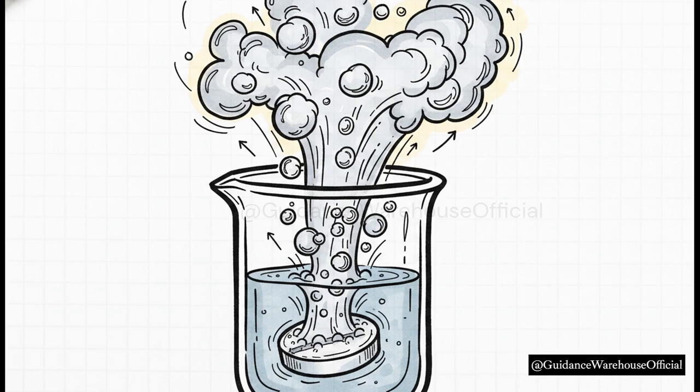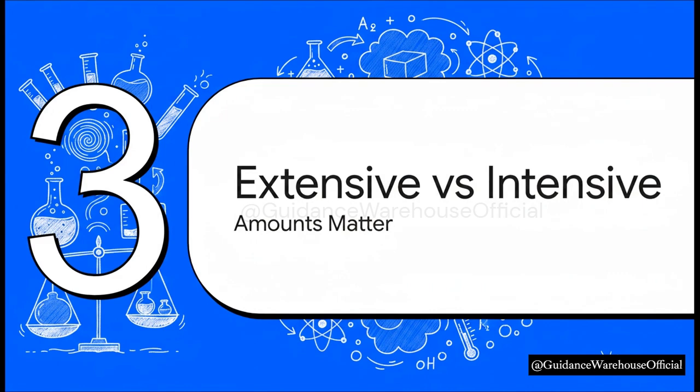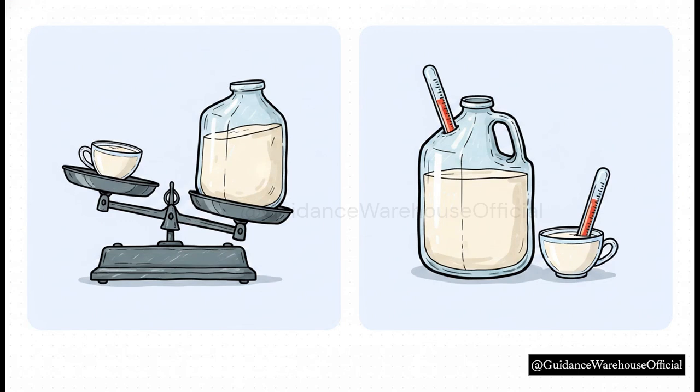The sudden appearance of a new gas is a classic, textbook sign that a chemical change is actively going down. Okay, Section 3, Extensive versus Intensive Properties. Now that we know what is changing, we need to talk about how the amount of matter actually affects its properties. This concept honestly trips a lot of people up, so stick with me here.